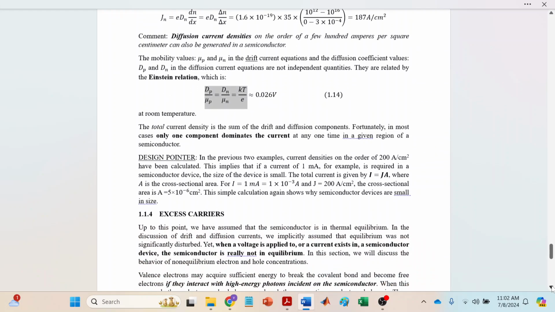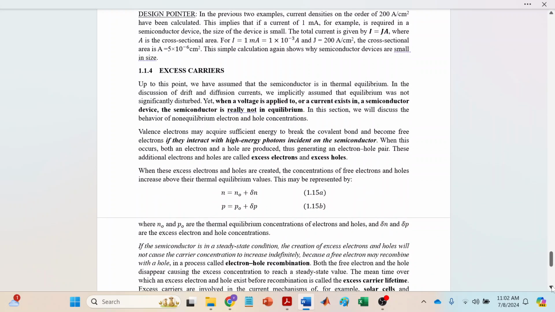So we move to the excess carriers. Up to this point, we have assumed that the semiconductor is in thermal equilibrium. So in the discussion of the drift and diffusion currents, we've assumed that the equilibrium is not significantly disturbed. But in practice, when a voltage is applied to a semiconductor or a current exists in a semiconductor, the semiconductor is not usually fully in equilibrium. And why is it so?